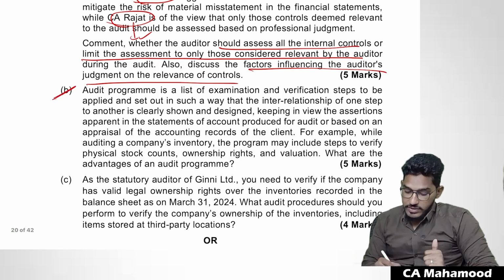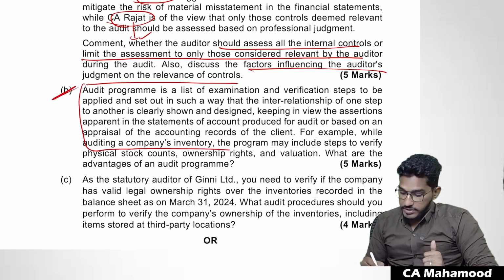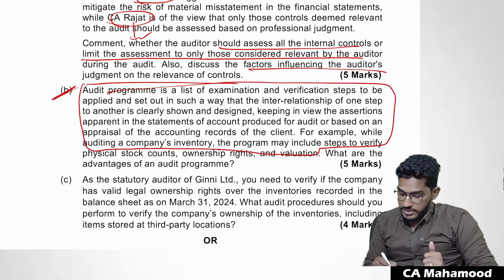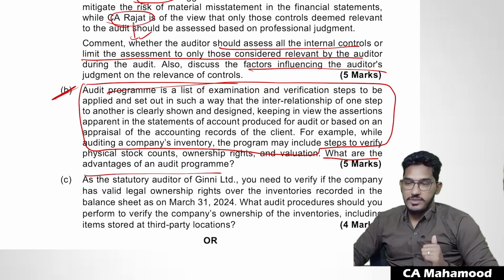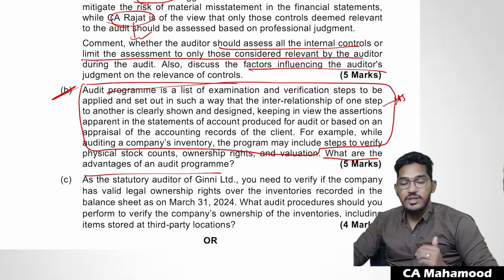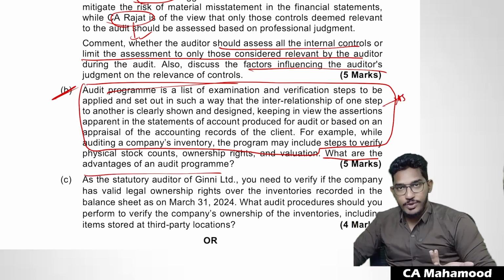Next, see, this is one such question. They have given a lot of information here, but just read the last line: what are the advantages of an audit program? So once again, from audit strategy, planning and program, you have to write what are the advantages of an audit program. Straightforward question, but they have given this much content, as I have told, to kill your time.